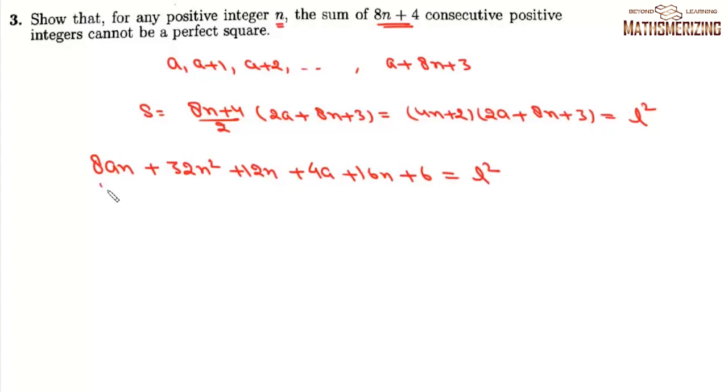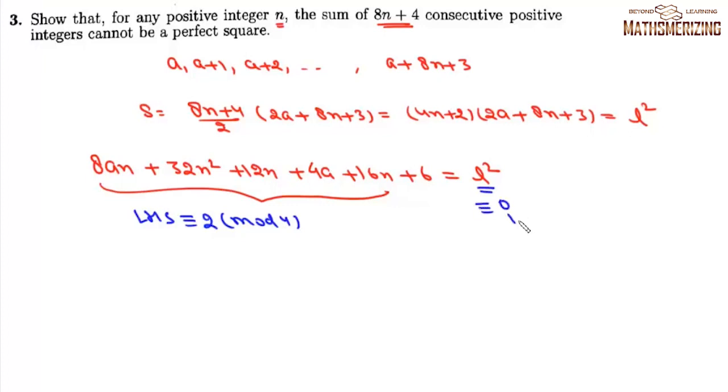Now if we take LHS modulo 4, LHS is congruent to 2 modulo 4, and we know that any perfect square is congruent to 0 or 1 modulo 4. So left hand side cannot be equal to its right hand side. So the sum of any 8n+4 consecutive positive integers cannot be a perfect square. And this is how we solve such questions.